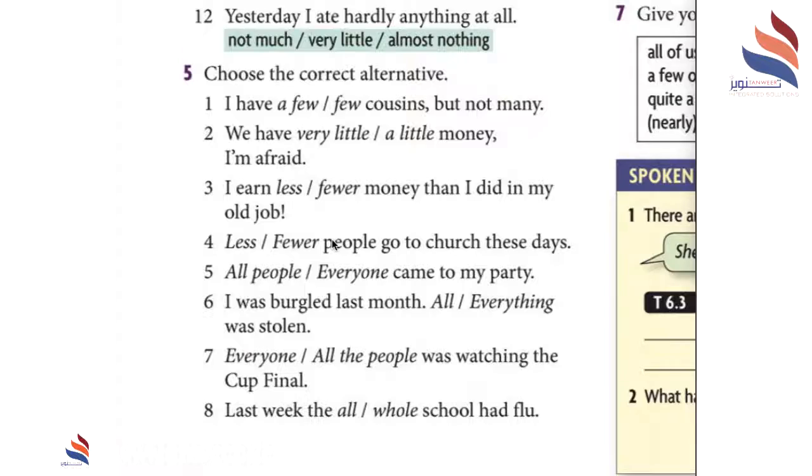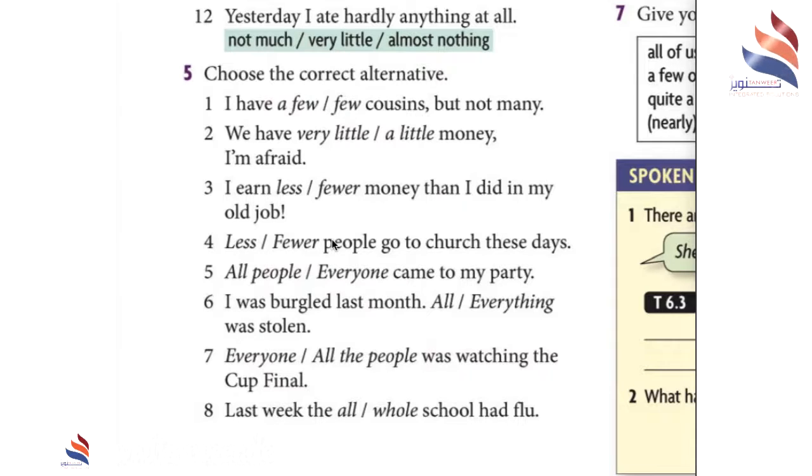Good. Let's go for less and fewer people go to church these days. Grammatically speaking, fewer is correct. But in everyday spoken English people now use less because it's very frequent, you hear it a lot. So we consider this a correct sentence, but grammatically, no. We go for fewer.